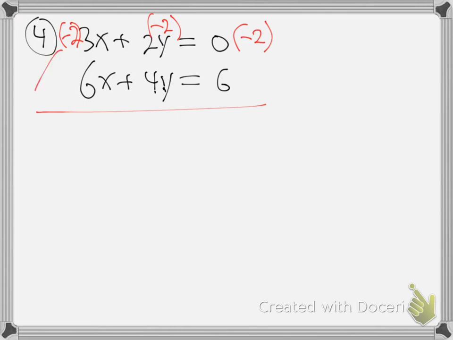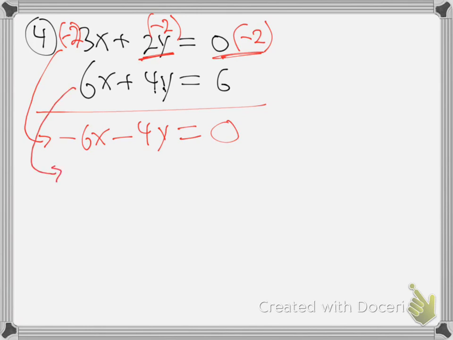Okay, so bring it on down. What do we got? Negative 6x. Negative 4y, right? This is negative 4 right here, 2 times negative 2. And what's negative 2 times 0? 0. Anything times 0 is 0. Bring down the second equation unchanged. Good? To there? Add them up.